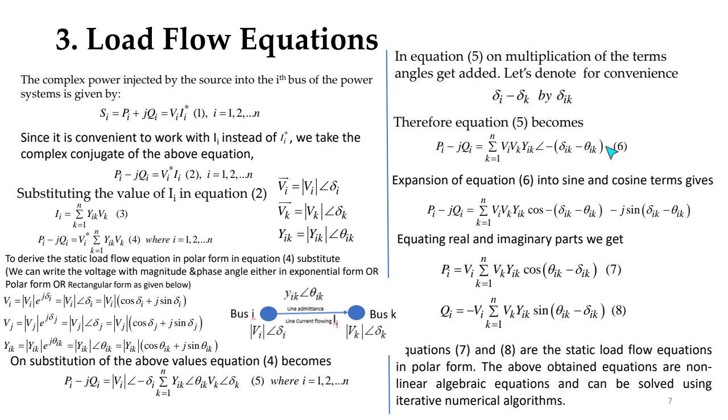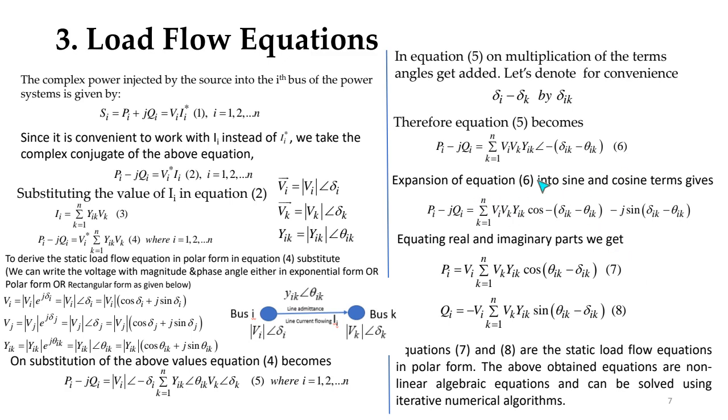Is it clear? So the phase angle for this entire unit can be written as minus delta Ik minus theta Ik. And where is this minus coming from? It is because of the complex conjugate of the Vi, this minus delta that is representing here.